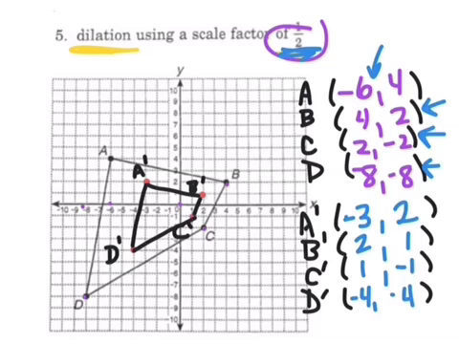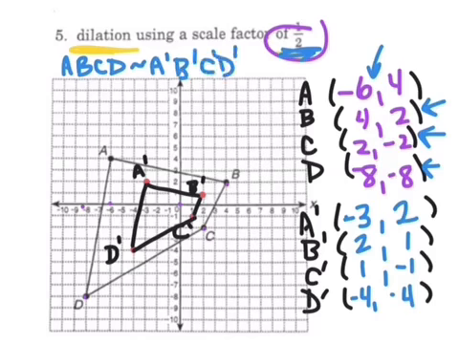Now let's write the similarity statement. These figures are similar because they're the same shape, but not the same size. So we say figure ABCD is similar, that's just a squiggle, to A prime, B prime, C prime, and D prime.